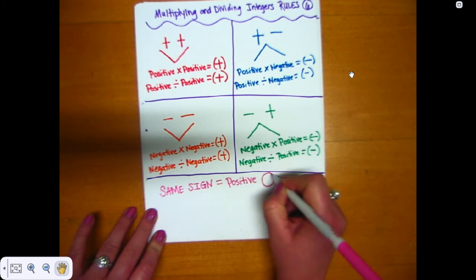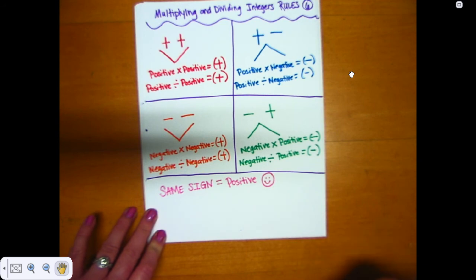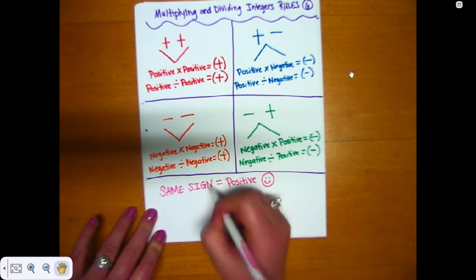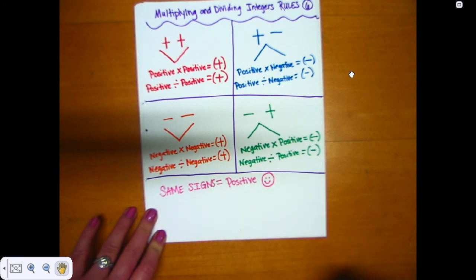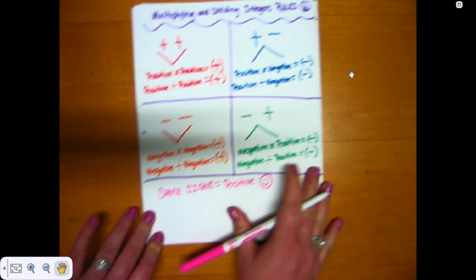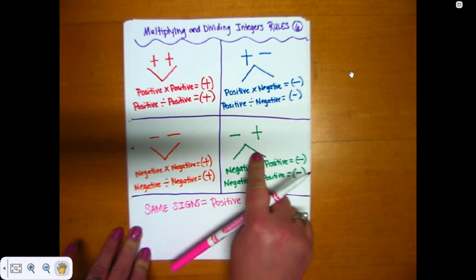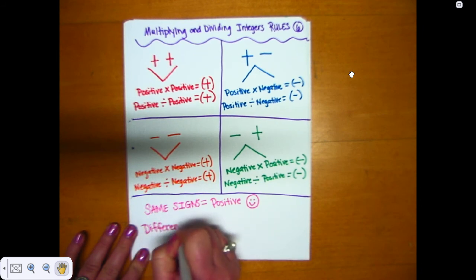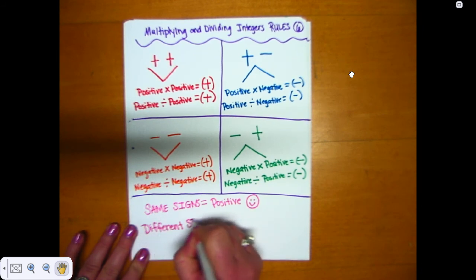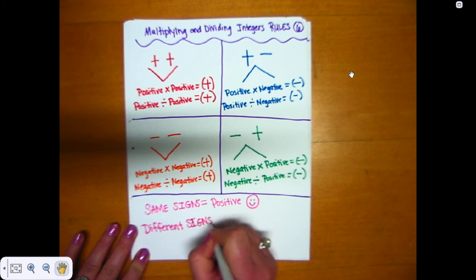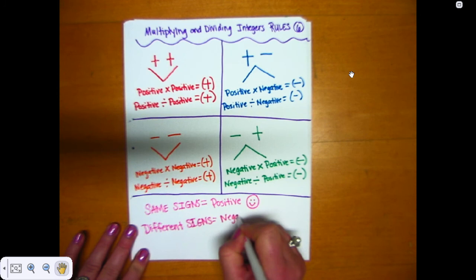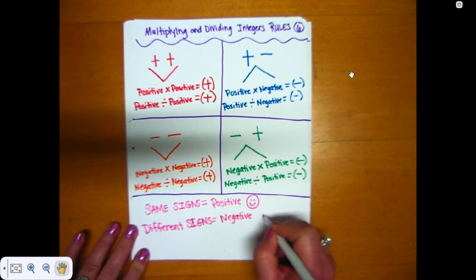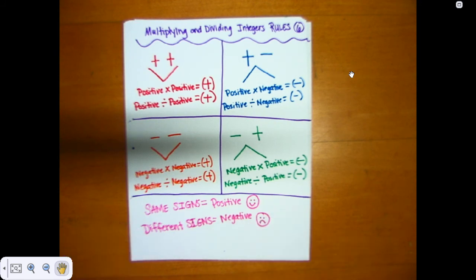And let's draw us a smiley face. Same signs, let's put an S here. Same signs equal positive, and different signs equal negative. And that is the end of our notebook entry today.